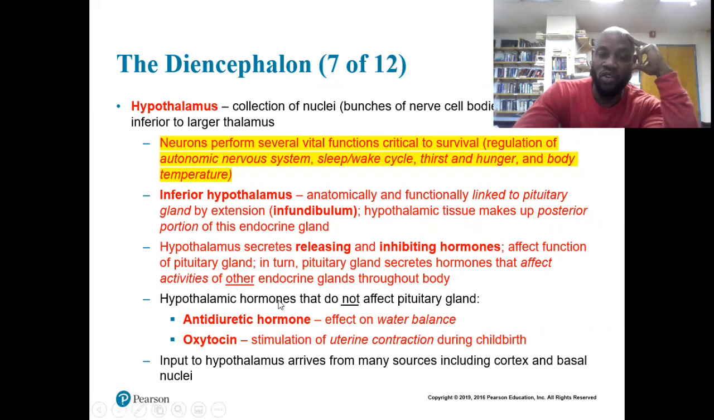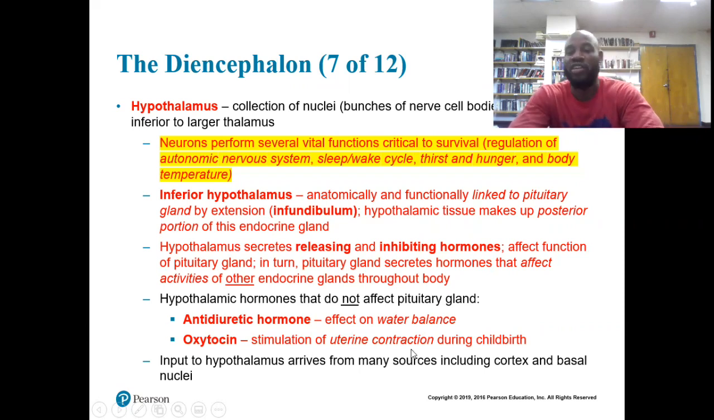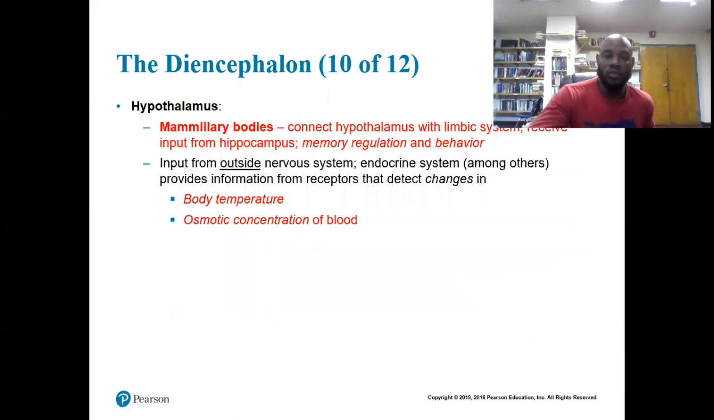You do have hypothalamic hormones that do not affect the pituitary gland, which is the antidiuretic hormone. Anytime you see diuretic, think water. It has an effect on your water balance. And oxytocin stimulates uterine contraction during childbirth. A little bit more about the hypothalamus. The mammillary bodies connect the hypothalamus with the limbic system.